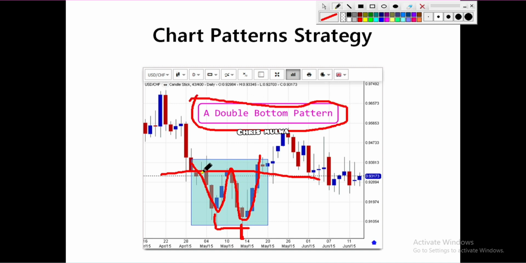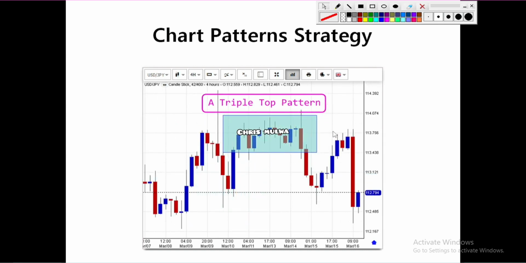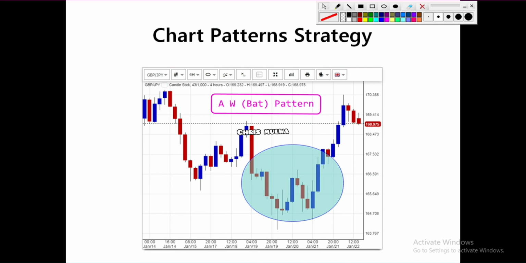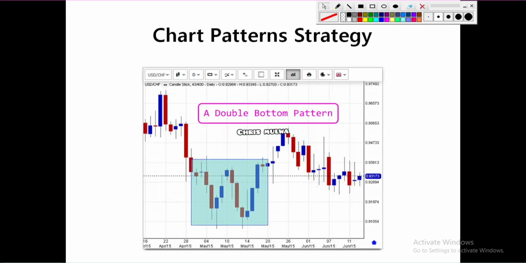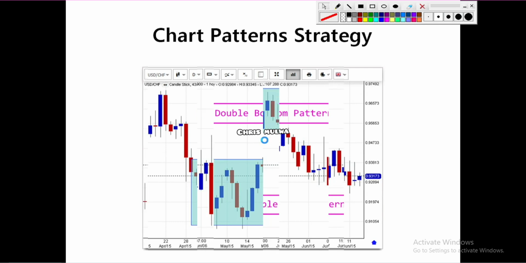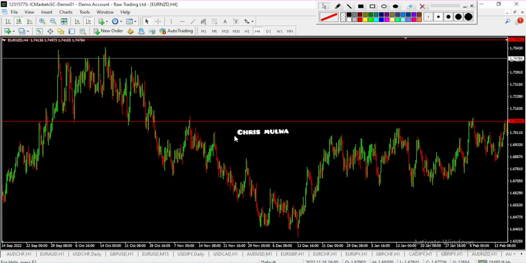This again is similar to what we have looked at. Let me take you back there. We have looked at this one. It's almost similar to this, what we have called W or BAT, but this one is given the double bottom, which are the peaks of the W or the BAT. So this is what we are moving direct to our chart.